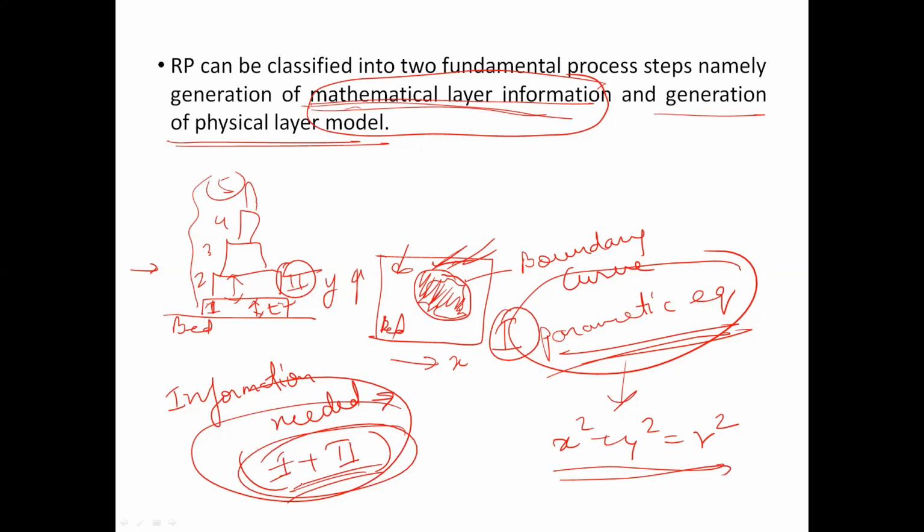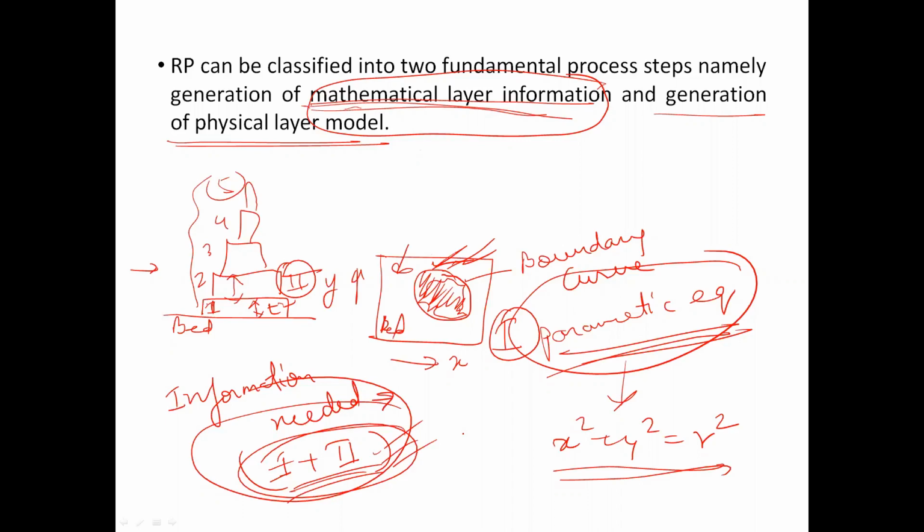Anybody? If I change the discrete information, what happens? कोई बता सकता है? Shape and size will change, sir. Of what? Layers vary करेगी. Layers will start to vary. Yes, sir. The layer information will change.